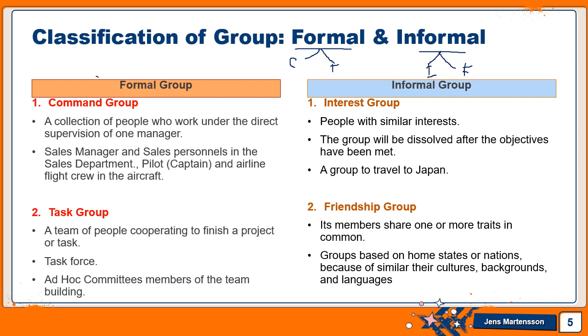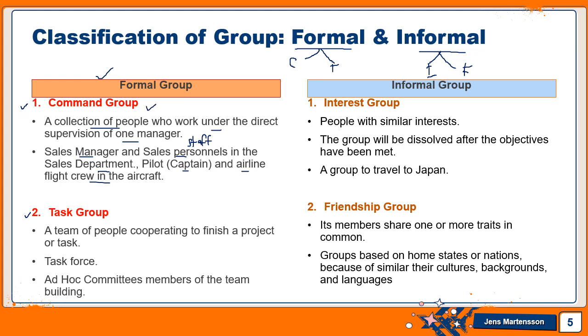So let's see the formal group first. Formal group is divided into 2 more types, which are command group and also task group. So command group is a collection of people who work under the direct supervision of one manager. For example, sales manager and sales personnel. Personnel here means staff lah, employees. Marketing manager and also the sales staff, they are in the sales department. Pilot, the captain and airline flight crew in the aircraft. So they are called the command group.